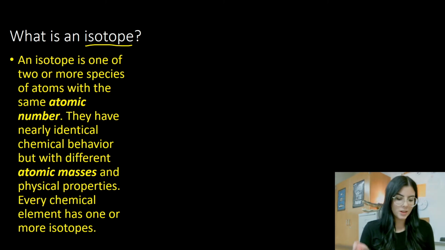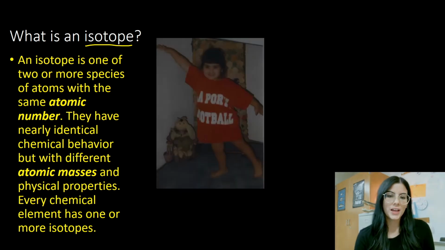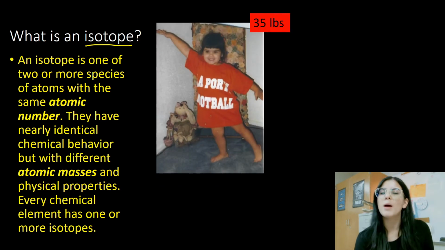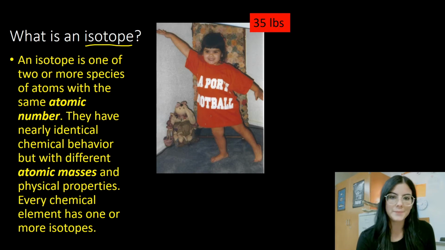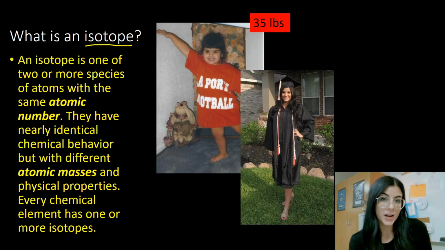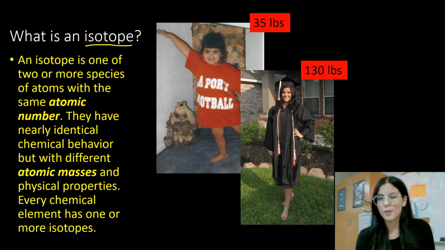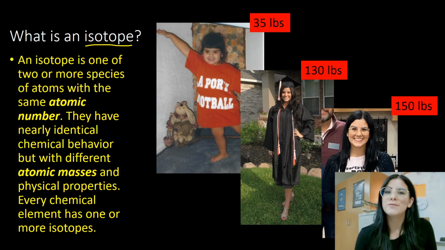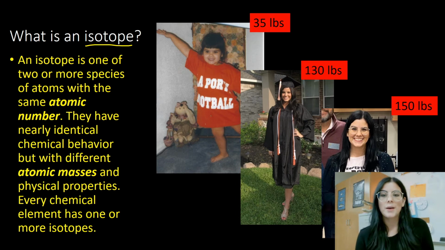So let me show you the Miss Kaminsky isotope. So when I was about 4-ish, I suppose in this picture, I weighed about 35 pounds. Okay. And then when I graduated high school, I weighed about 130 pounds. And now today, I weigh 150 pounds. These are all me. Miss Kaminsky at different ages, different stages in my life. But I have a different mass. I have a different weight. That's the same thing as an isotope. Just imagine me as an element.